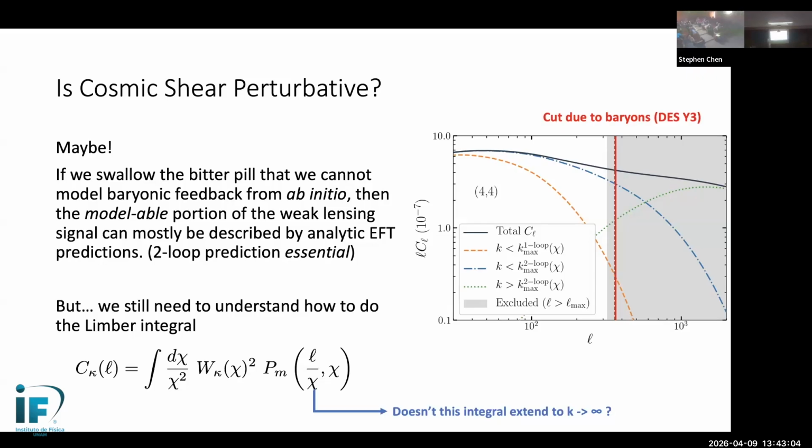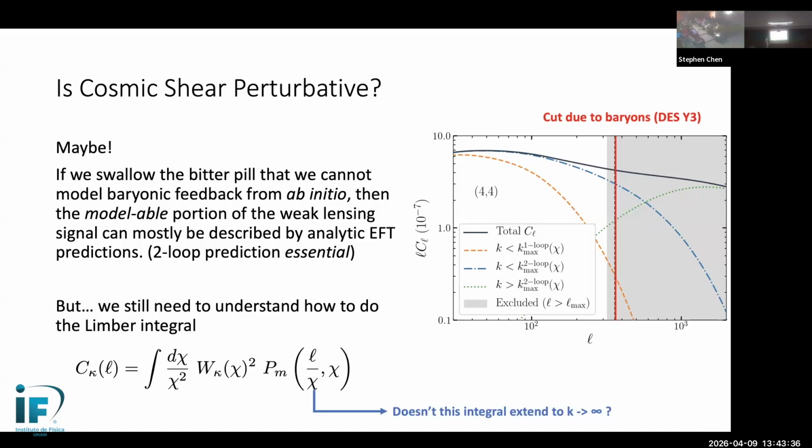So once I take into account the fact that weak lensing is fundamentally limited by baryonic feedback when you use simulation analyses, once you accept that, then most of the weak lensing signal is actually coming from modes that are modeled by analytic methods, and so that I think really gives us the motivation to push forward to see if we can understand weak lensing from this perspective. But of course, then we still need to understand how to do this number.